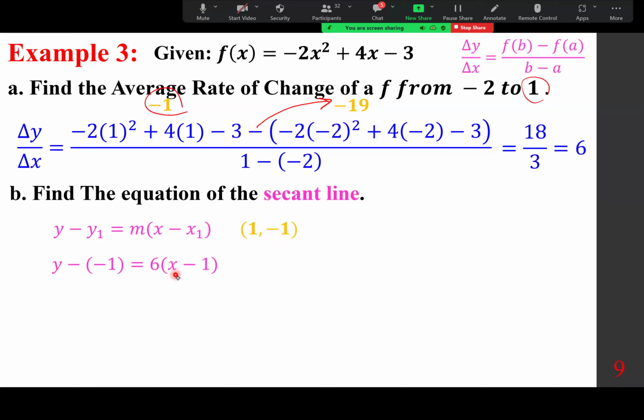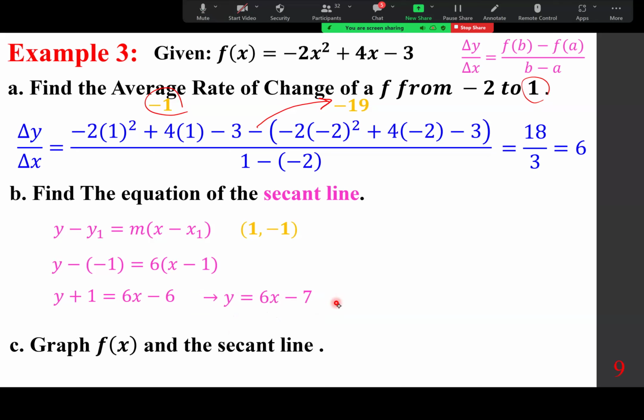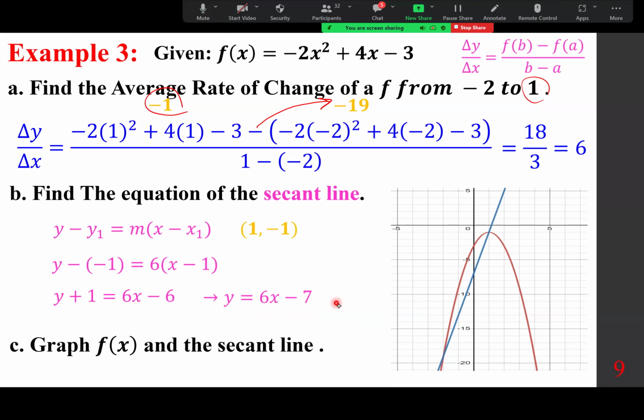This is y plus 1, this is 6x minus 6. Subtract the 1, and this is your line. And to graph, just put them together. For now, you can even use a graphing calculator, but you should be able to graph on your own with details.